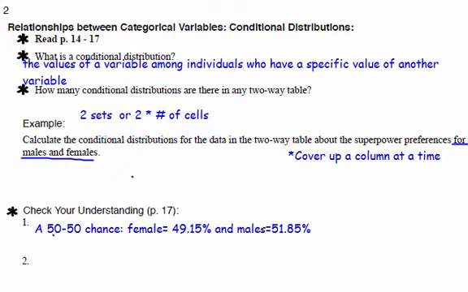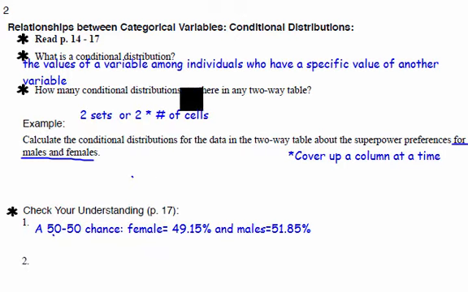The answer to number 1 is a 50-50 chance. Females were 49.15 and males were 51.85, so that's approximately a 50-50 chance. For the answers to number 2, you're going to have to see either Miss Hines or myself to get the answer to that, because it's too much typing on this program.